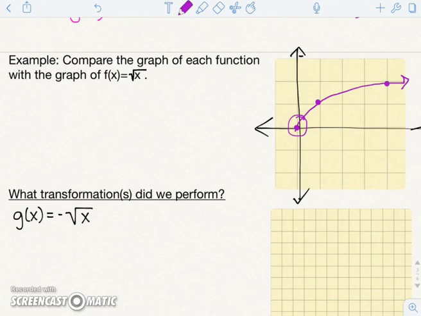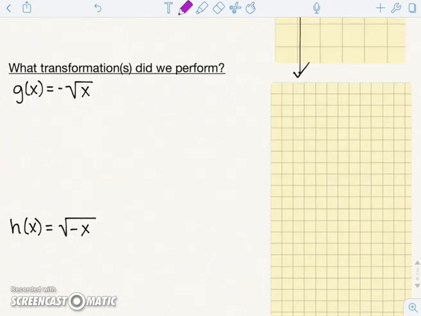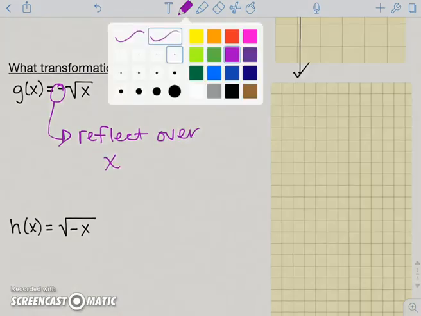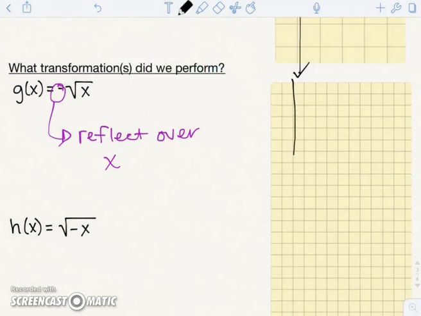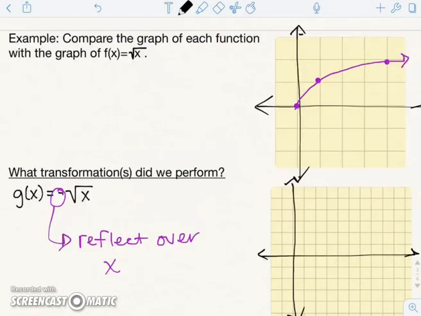So when we look at the transformations we're doing, we look at g of x is equal to negative x squared. Or I'm sorry, negative square root of x. So this right here tells me this was a reflection over the x-axis. So reflect over x. So here's how I'm going to draw this. I draw my parent, which I'm actually just going to copy from up here.